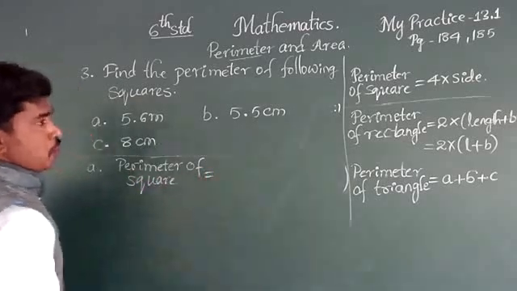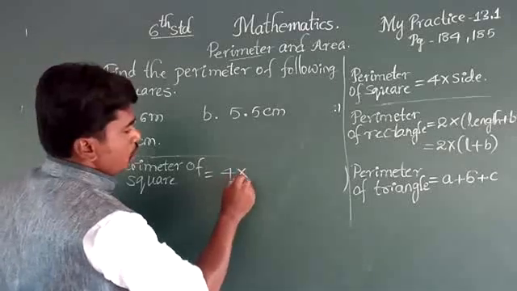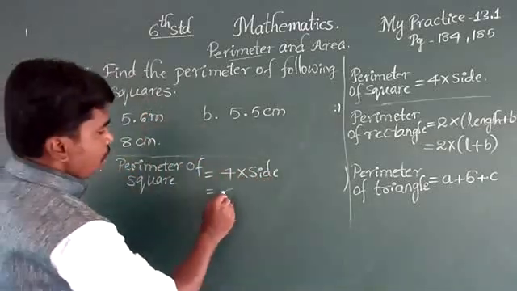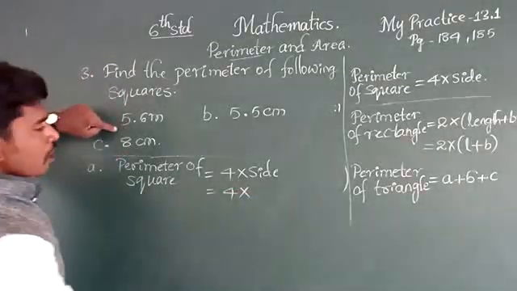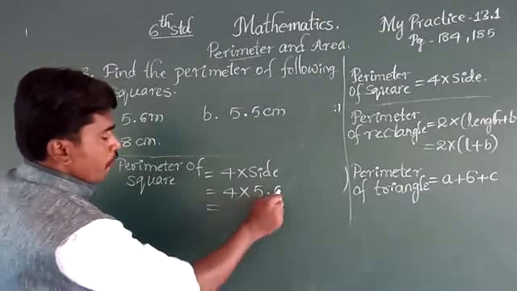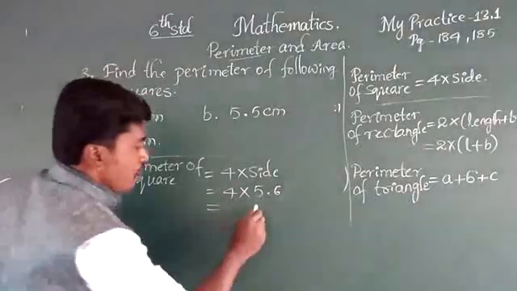What is the perimeter of a square? It is 4 into side. The side they have given here, so it is 4 into, what is the side given? It is 5.6. So multiply 4 into 6, it is 24.